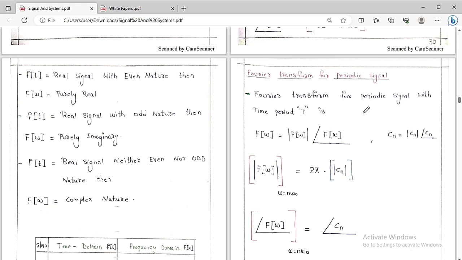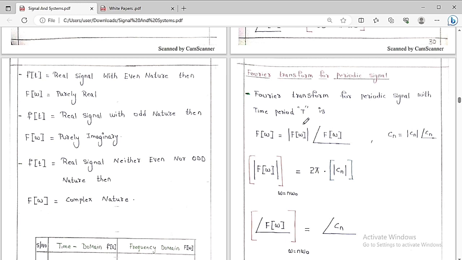We are going to find the Fourier transform for periodic signals in a very detailed manner. Suppose I have taken some periodic signal having a time period of T. For this I want to figure out the Fourier transform. I have already told you that the Fourier transform is a complex number, so it will have the magnitude as well as the phase angle. So F of omega is equal to the magnitude of F of omega and the phase angle of F of omega.